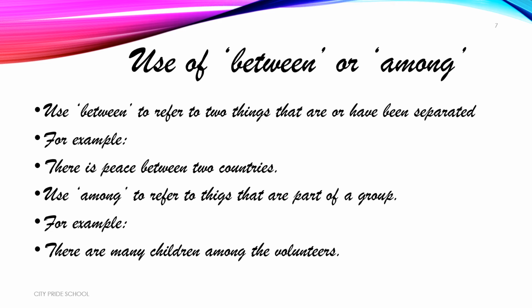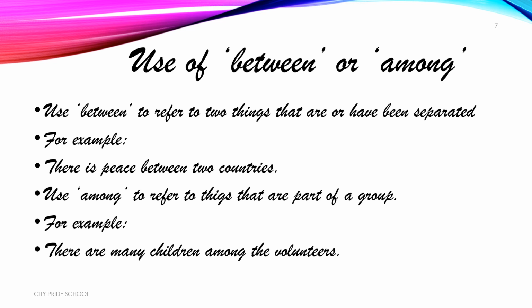Let us see the difference between and among. We use between to refer to two things that are or have been separated. Like there is peace between two countries. We refer to two things at a time. Or I'll give you one more example. The table is between two chairs. Or Amar is sitting between Amit and Chirag. So they are talking about two people and showing the position of the third one. That time we use between.